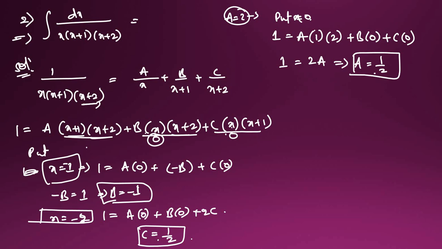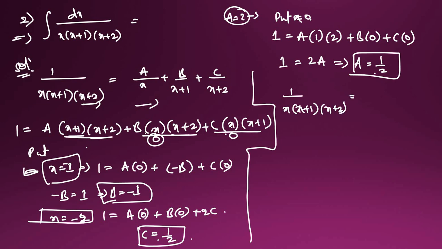So we have to substitute these values in the given equation. So 1 by x into x plus 1 into x plus 2 is equal to a, which is 1 by 2 into x, plus b, which we got as minus 1, so minus 1 divided by x plus 1, and c, which is 1 by 2, so 1 by 2 into x plus 2.